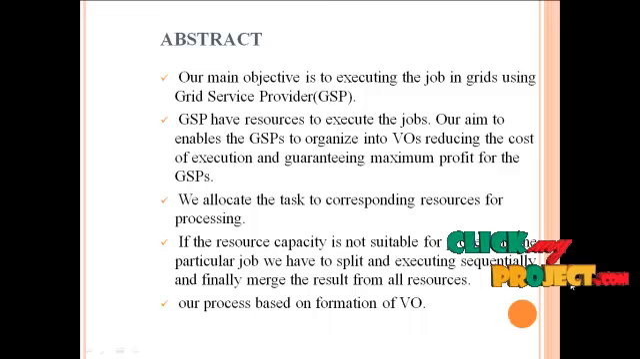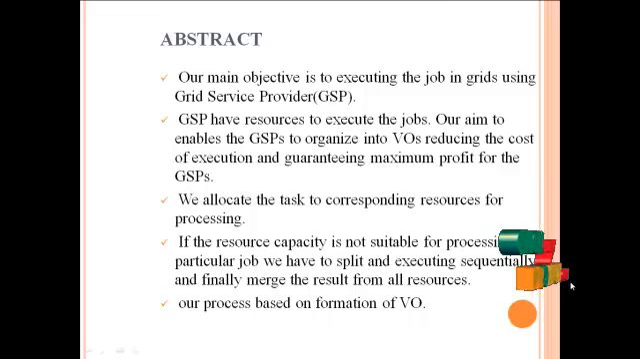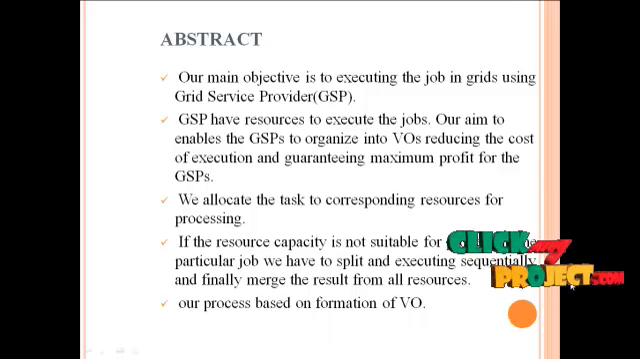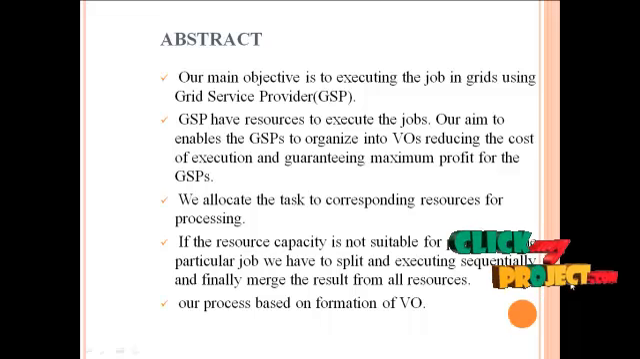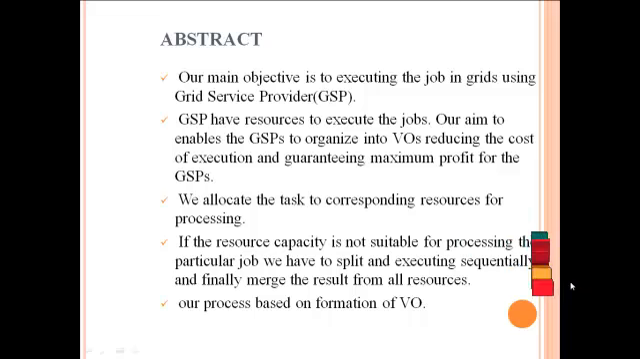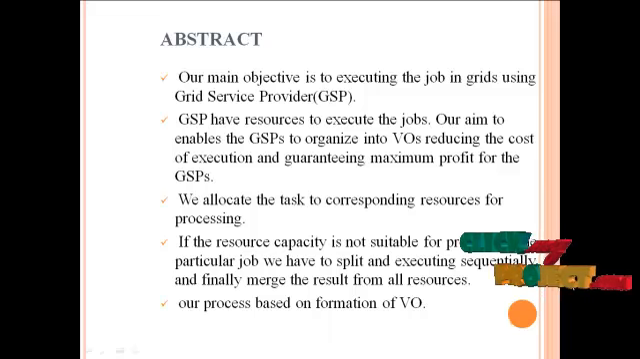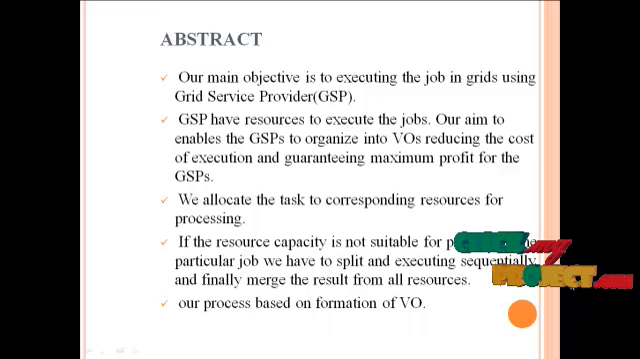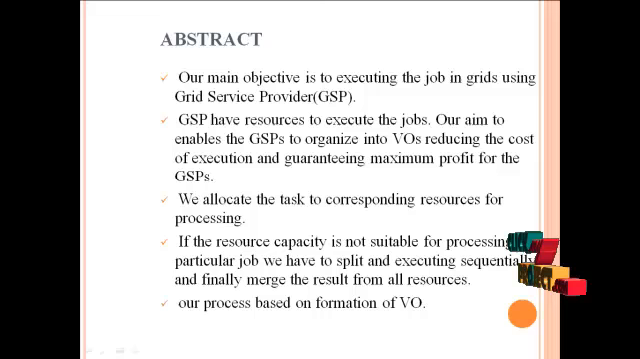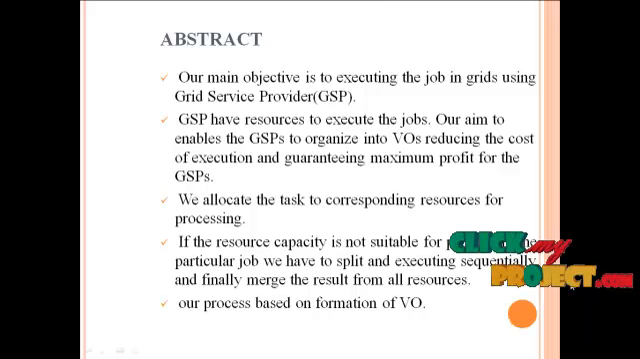If the GSP finds that the incoming job exceeds the capacity of all the resources, the GSP handles the job but does not skip it. It splits the job and allocates the parts to each resource. Once the resources execute the split job, the results are merged at the GSP. Now the GSP executes the job with the minimum cost and maximizes the profit.